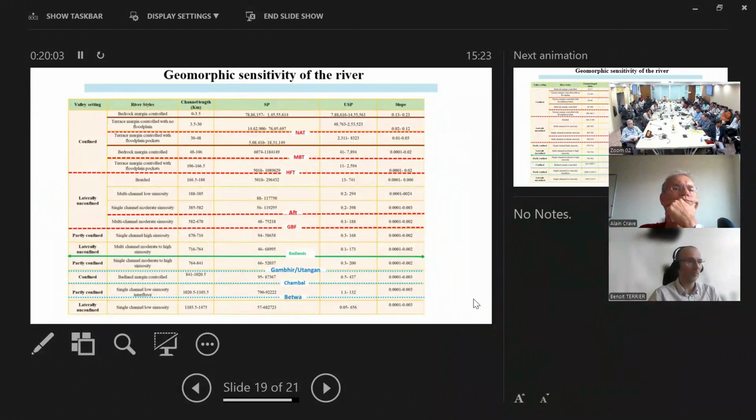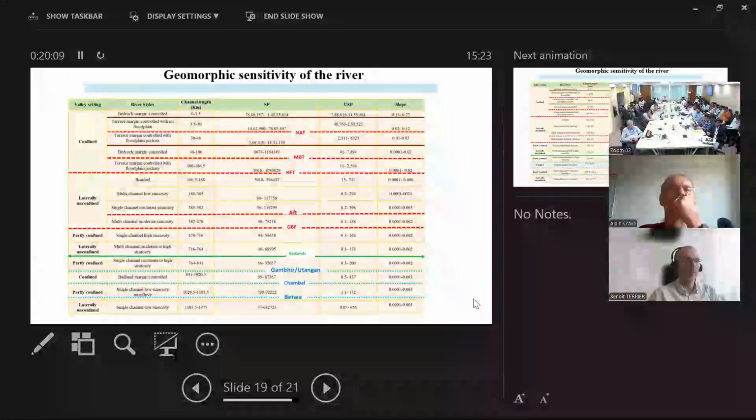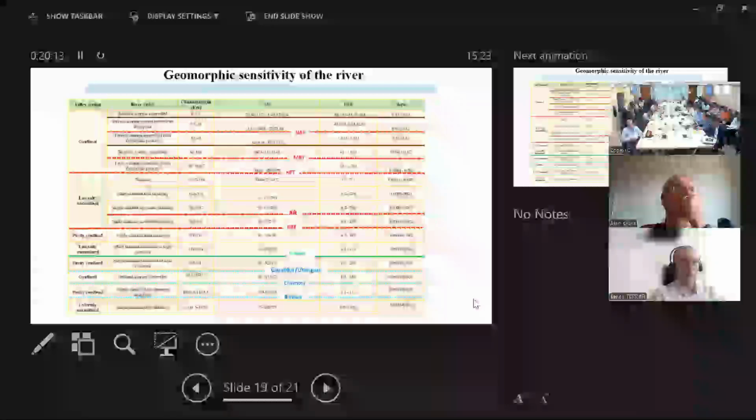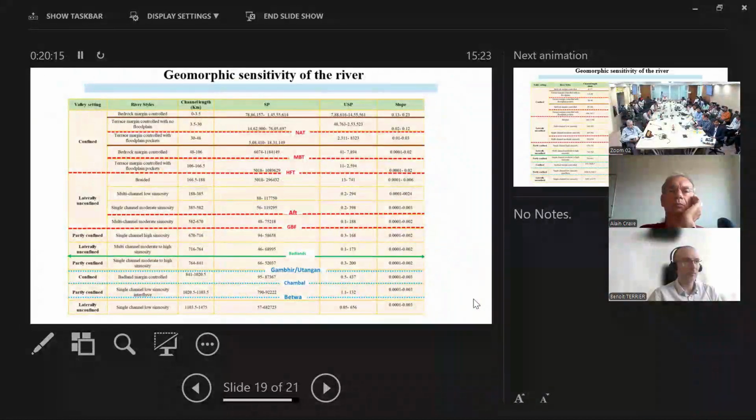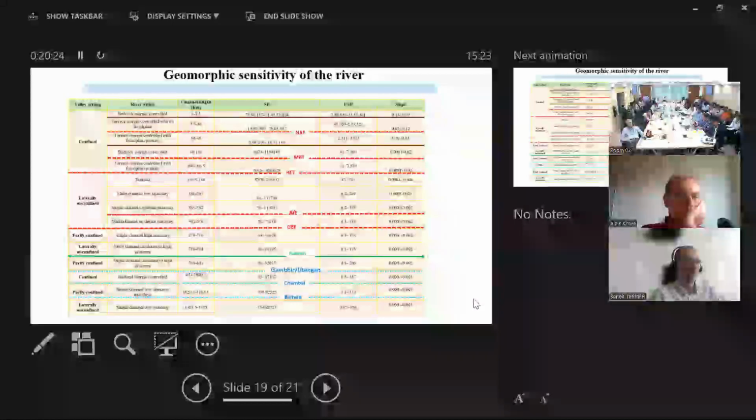There are stream power and unit stream power variations, and there is stream sediment supply variability. So you can see there are significant differences from one river style to another river style, and that changes because of the geological condition or major thrust. So that's in the Himalayan part. The valley settings are different, and so you can see that the major difference is there.